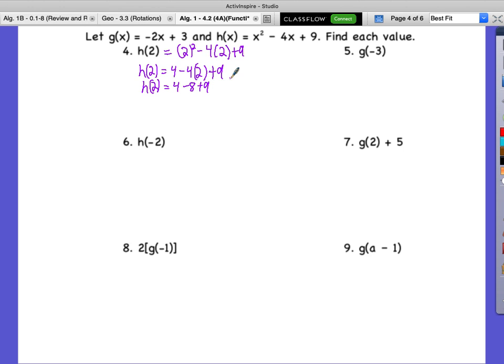So now what do we do according to order of operations? We do adding and subtracting, in what order? Left to right. So what comes first? 4 minus 8. 4 minus 8 is negative 4. And we still have plus 9. So what's negative 4 plus 9? It's 5.